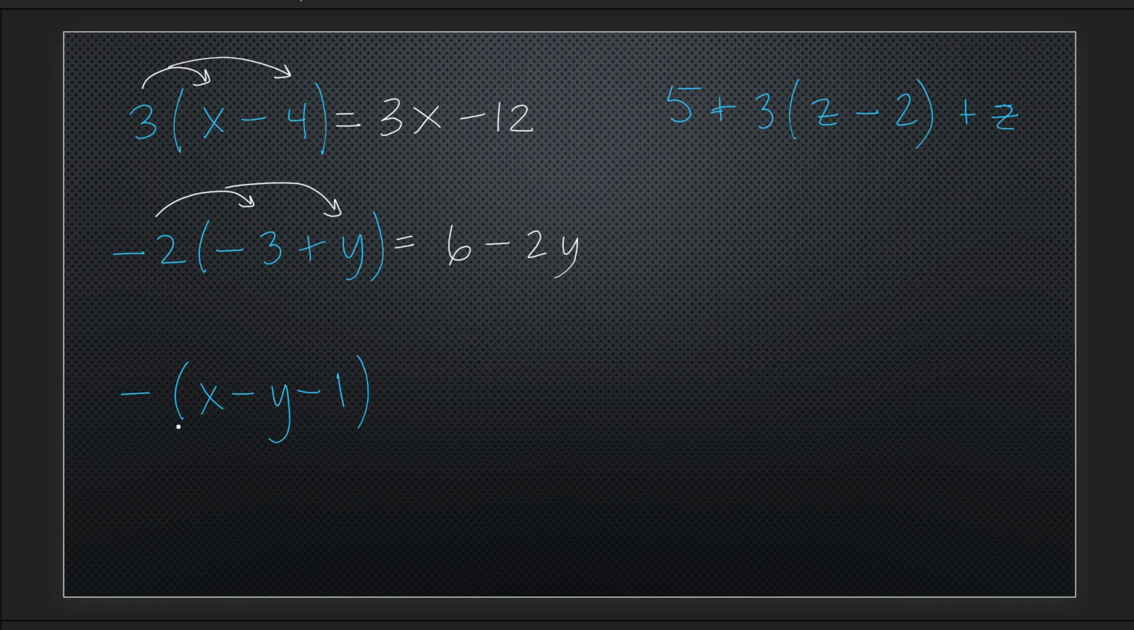Now for this one we have negative times x minus y minus 1. We have to remember that there's a secret negative 1 right there that we have to distribute to each term inside the parentheses. So that will become negative 1 times x, which is negative x. Negative 1 times negative y, which is positive y. Negative 1 times negative 1, which is plus 1. And that's it.